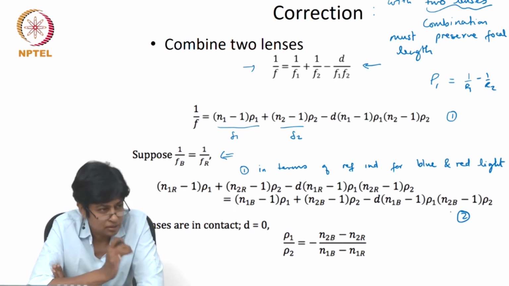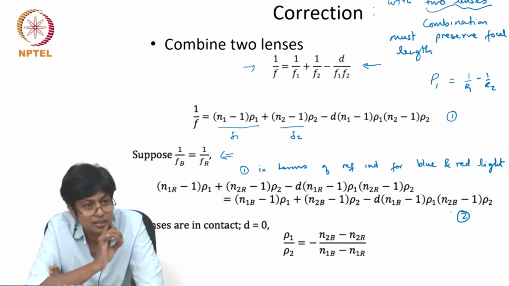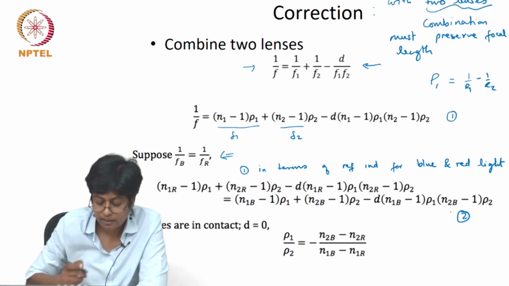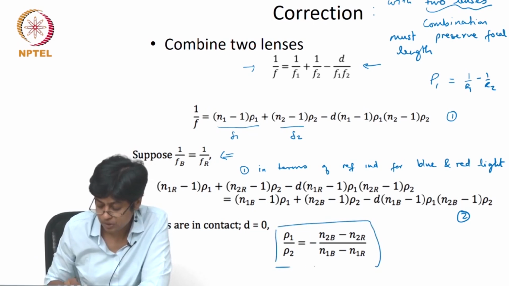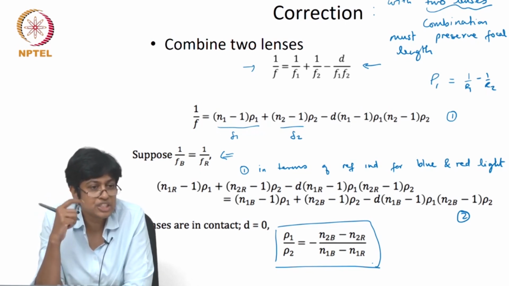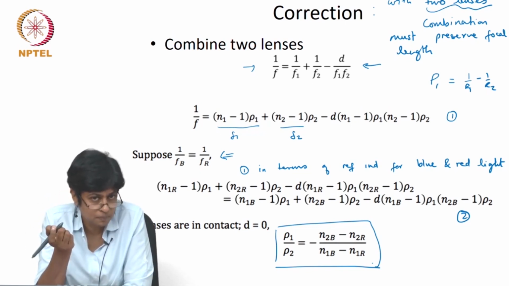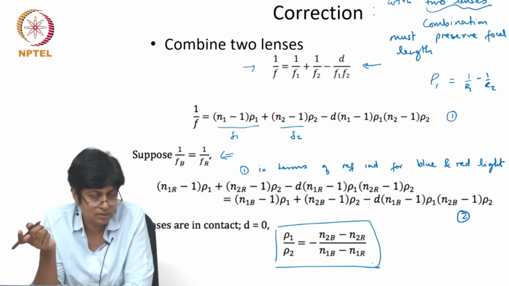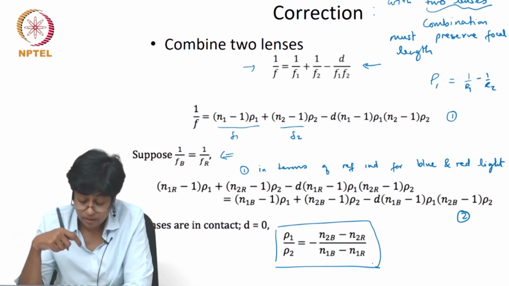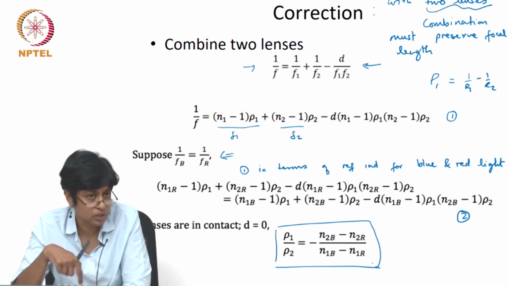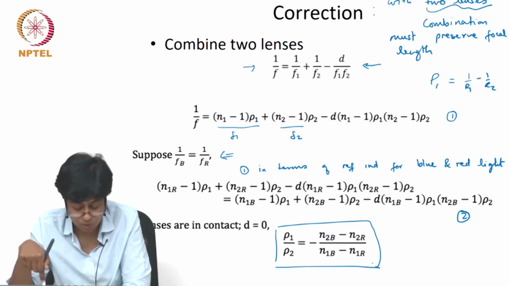To make it simple at the moment, to get the idea across, let's take the case where D is equal to 0. Okay, and if I do that, I can reduce this equation to this. So, what is this equation saying? If I take the ratio of the shape of the two lenses that I am using, in order for this combination to have the same focal lengths for blue and red light, the refractive indices must have this particular relationship, N2B minus N2R divided by N1B minus N1R.